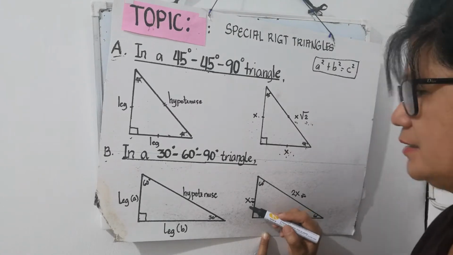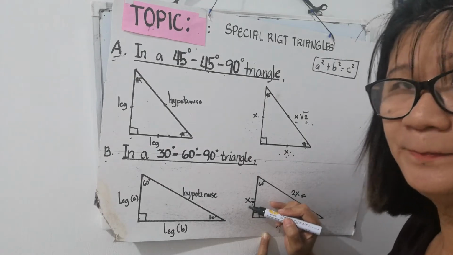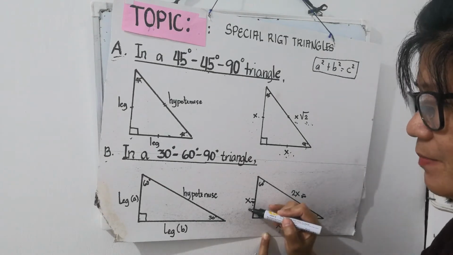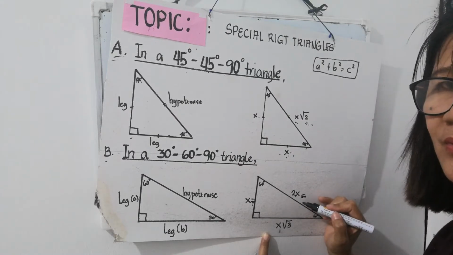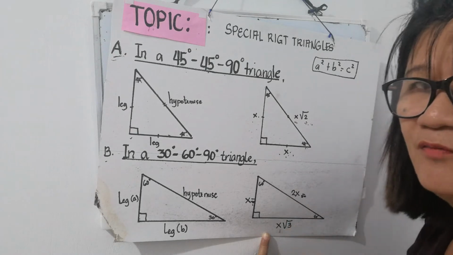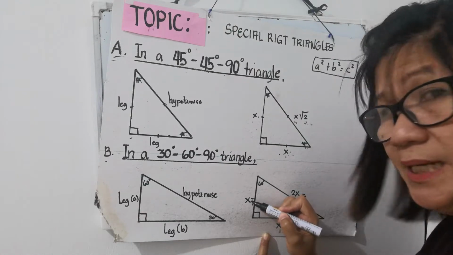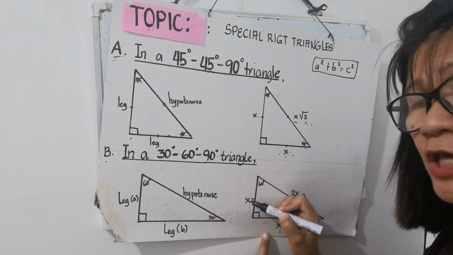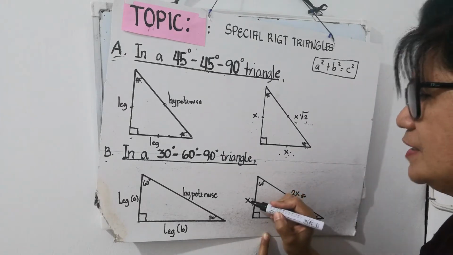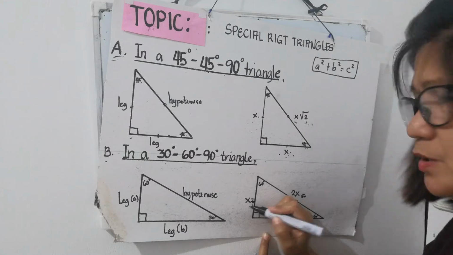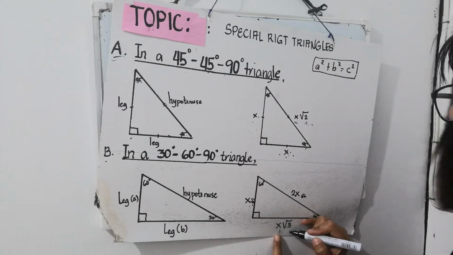Para mas maintindihan natin, suppose given yung ating shorter leg, and that is equal to 5. The shorter leg is 5. Ano kaya yung ating hypotenuse? Kasi nakalagay twice x daw. No? Hindi mo na kailangan gumamit ng formula for Pythagorean Theorem. Tandaan nyo lang ito. Ang ibig sabihin nito ay kung ano yung shorter leg natin, you have to double it para makuha natin yung hypotenuse. Okay? So, if this is 5, what is our hypotenuse? 10. How about the longer leg?